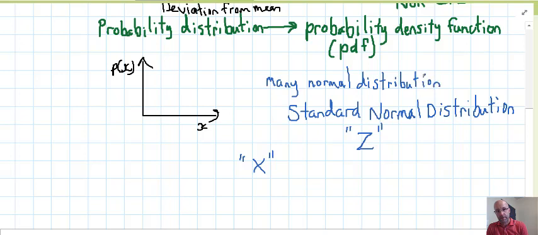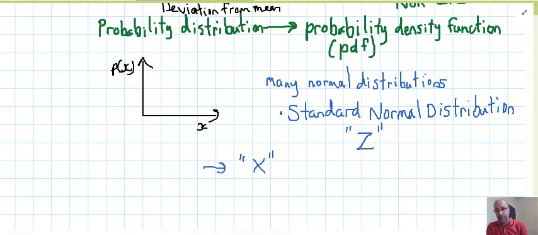Sorry about that. Okay, so there are many normal distributions, and we're looking at the standard one in this one, which is a good place to start, but we will look at other ones in the next video. Now we'll have the variable x.